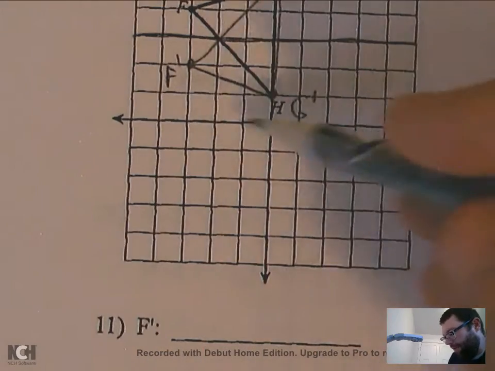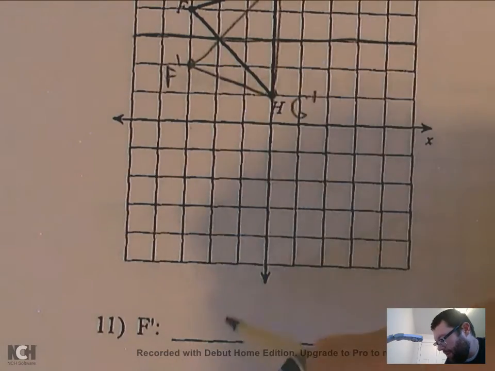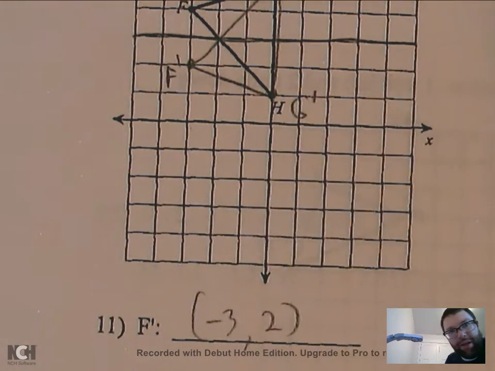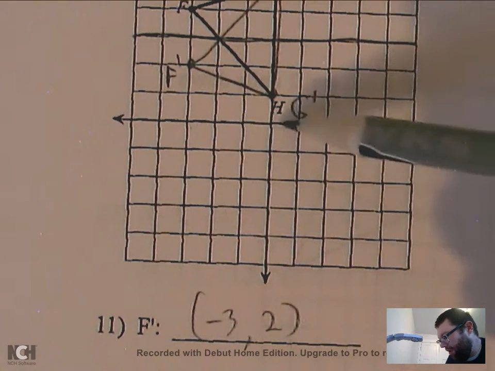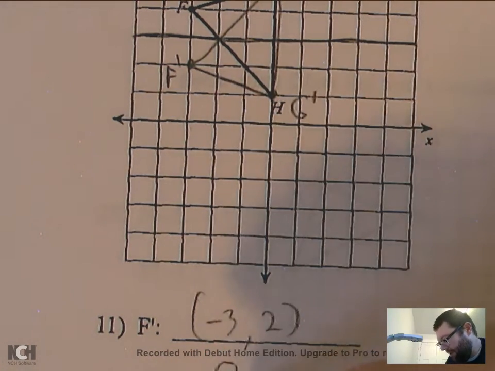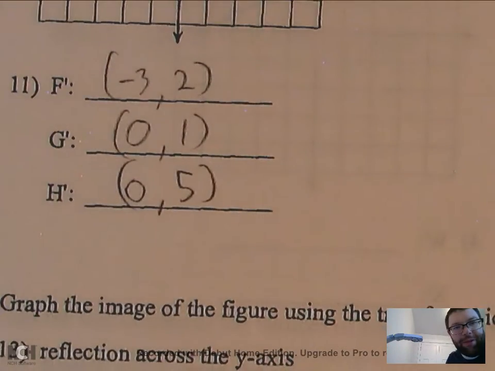So F went down to, let's see, it's -3, 2. And G is 0, 1. And H is 0, 5. H prime. Okay, so that's all we did.